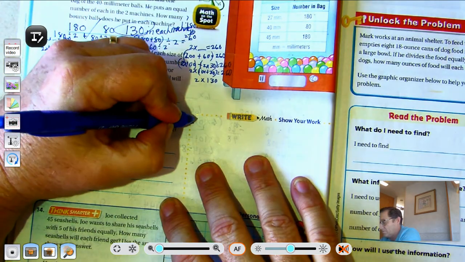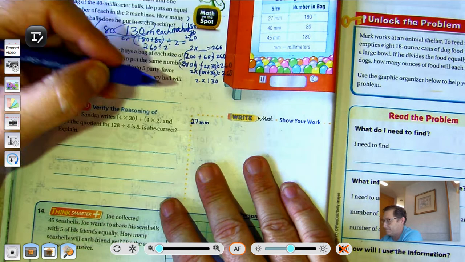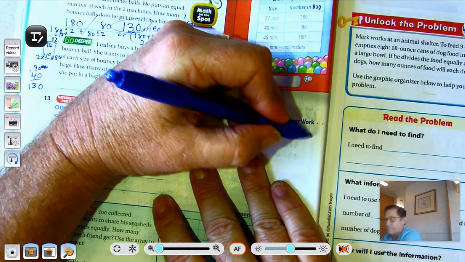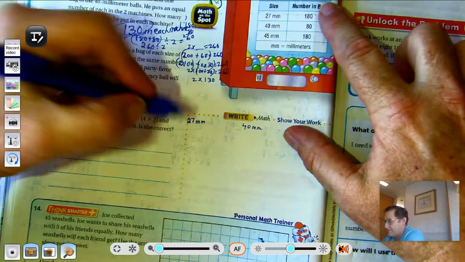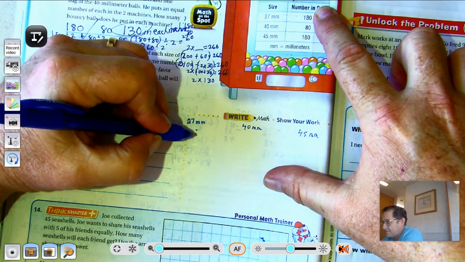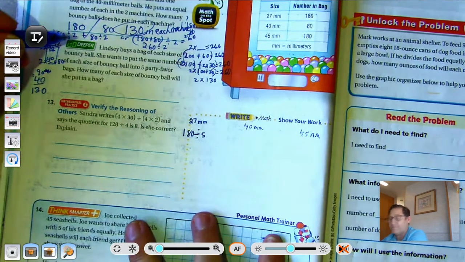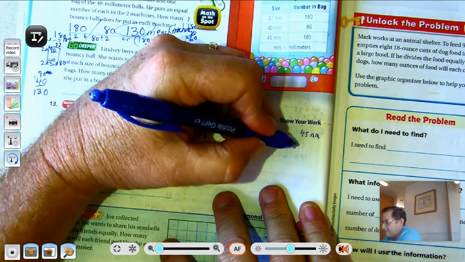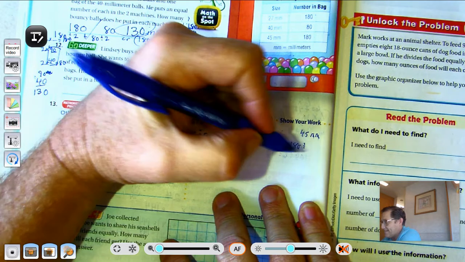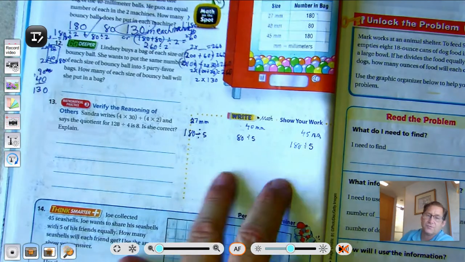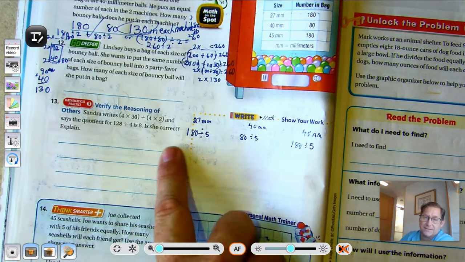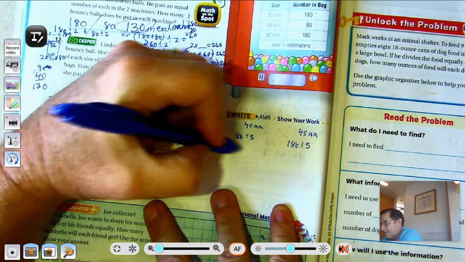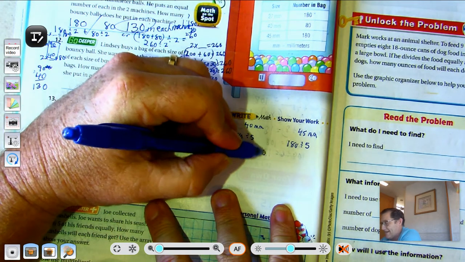Okay, so we have 27 millimeters, 40 millimeters, and 45 millimeters. So the 27 is 180 divided by 5. The 40 millimeters would be 80 divided by 5. And the 45, that's the same as the 27. There's 180 in them. Okay, so really I only have 2 different problems here because this one's going to be the same as this. So 5 times something is 180, and 5 times something is 80.